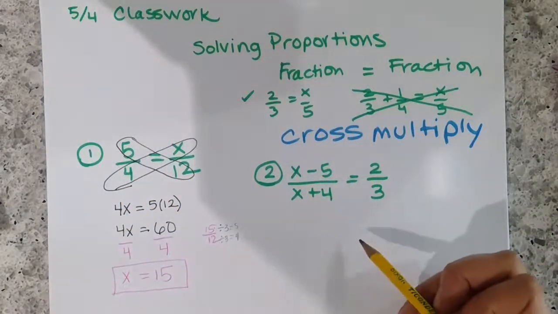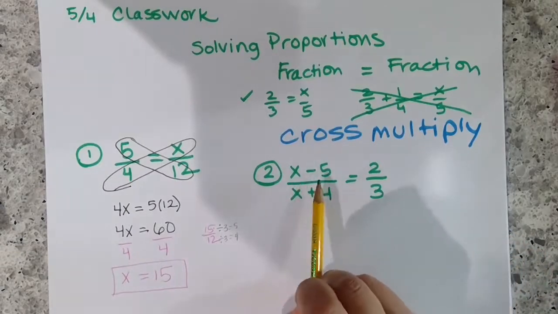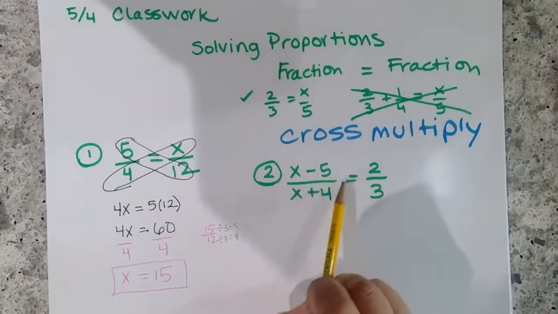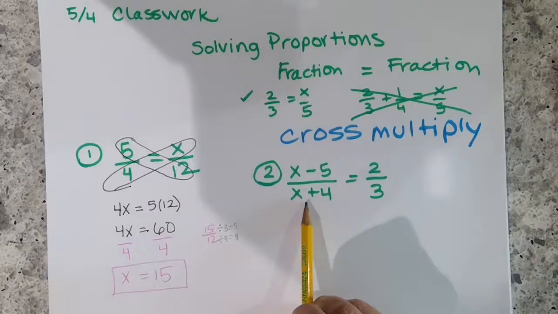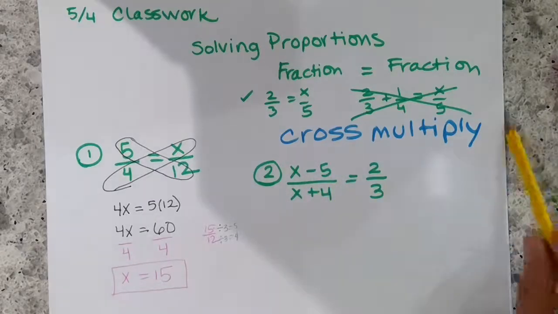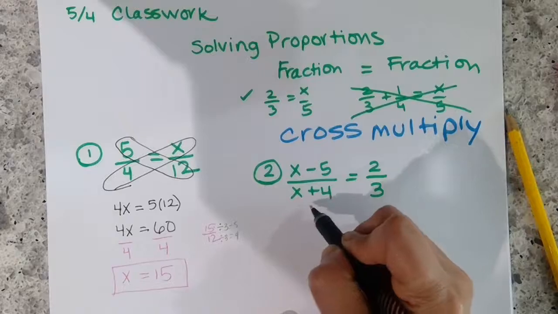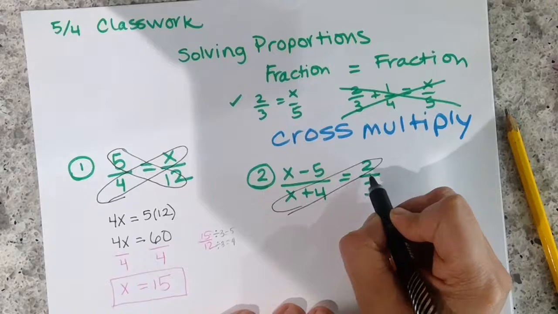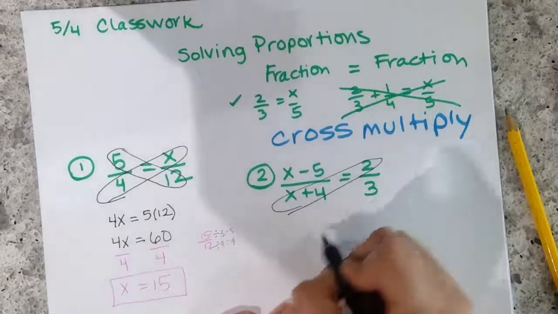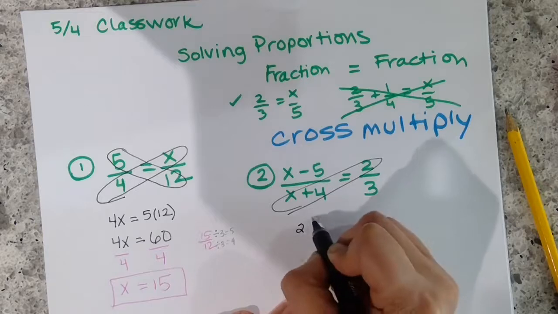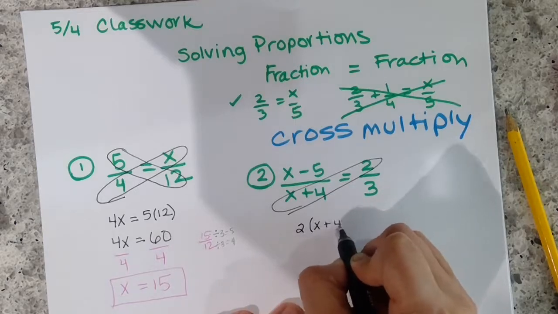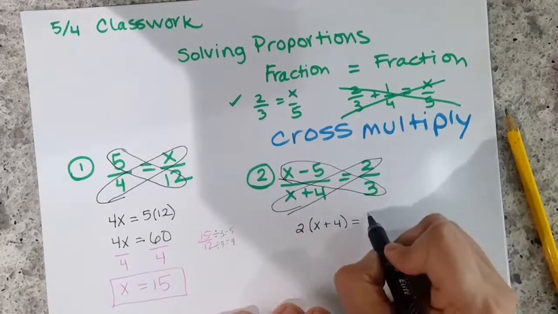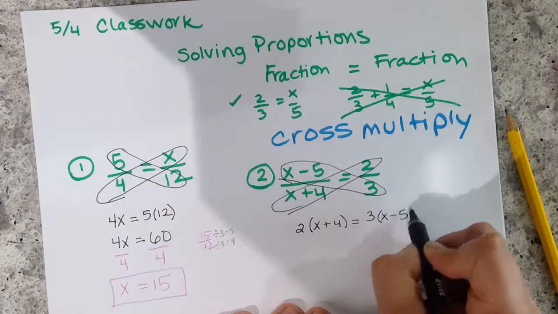All right, this one, let's go ahead. Same thing. x minus 5 over x plus 4 equals 2/3. Now here it's a little bit more complicated, but you still have one fraction equal to another fraction, so that's fine. We're going to go ahead and cross multiply. So this one is going to be x plus 4 times 2, or 2 times x plus 4. So I'm going to write it as 2 times x plus 4. Multiply the other way, x minus 5 times 3, or 3 times x minus 5.